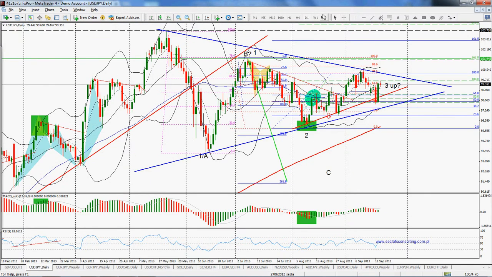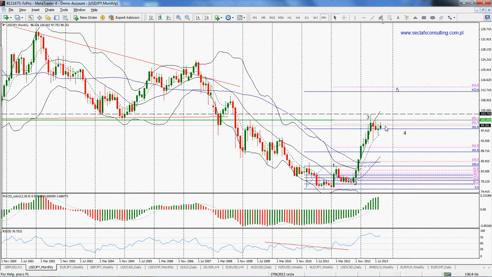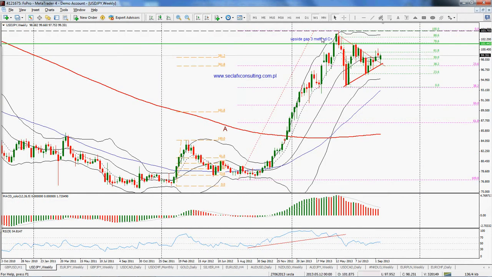USD Japanese yen. Here on the USD Japanese yen, this looks a little bit like a choppy market in this area. Those monthly candles are not indicating anything yet, in my opinion. It looks like, I don't know whether we've ended this third wave and there was a fourth and then we are going to the fifth, or there is something else as well. On the weekly, we've got this green candle which broke above the Bollinger upper band, a middle band, so this is a positive sign.